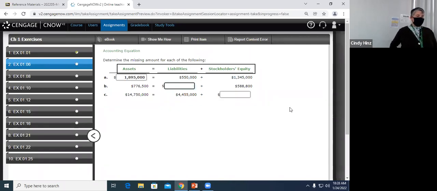How about for letter B? We know the assets, 776.5, and we know the equity. How do we find the liabilities? We take the total assets, 776,500, and we subtract the stockholders' equity. And that will be our liabilities. If you have not already, go ahead and do C on your own.